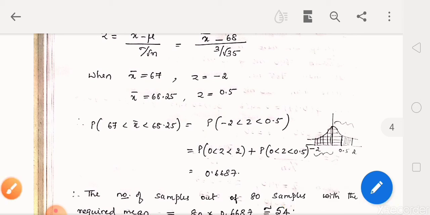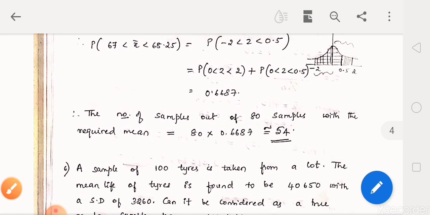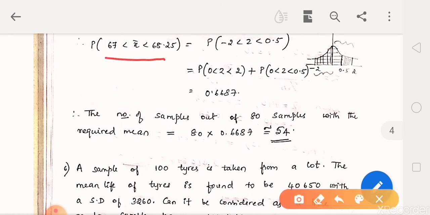Now, we want the number of samples out of 80 samples with the required average or mean life. So we multiply 80 by the calculated probability, so that the number of samples out of 80 with the required mean will be 54.